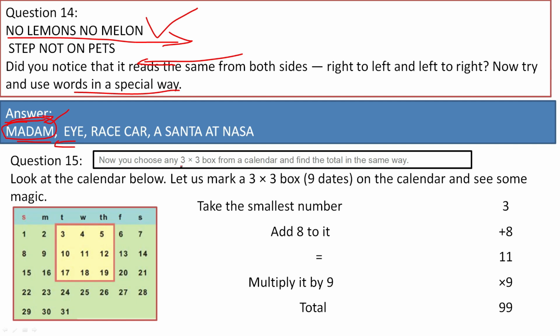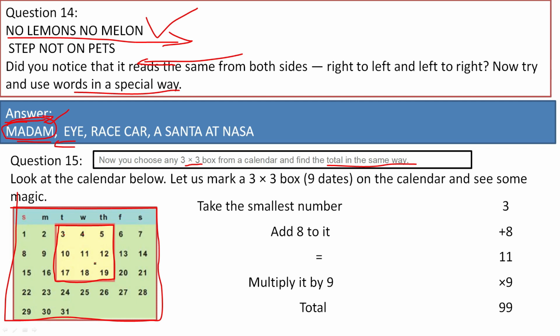Now you can select any 3x3 box from your calendar and find the total in the same way. Just take one calendar, any month calendar, January or February, March, April, May, whatever may be the calendar. What you have to do? Select 3 numbers by 3 numbers and put a square around them. Now the total of the numbers, without multiplying or adding, we can find easily.